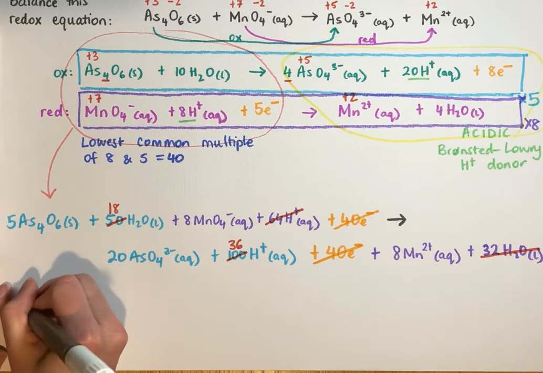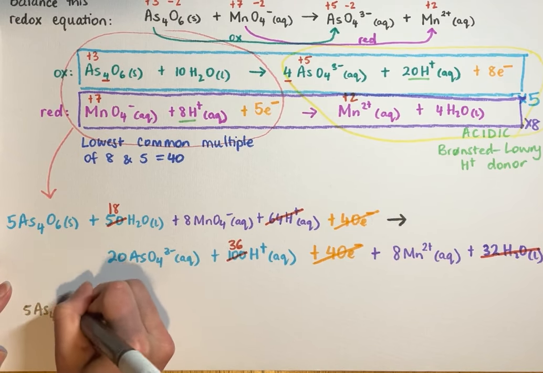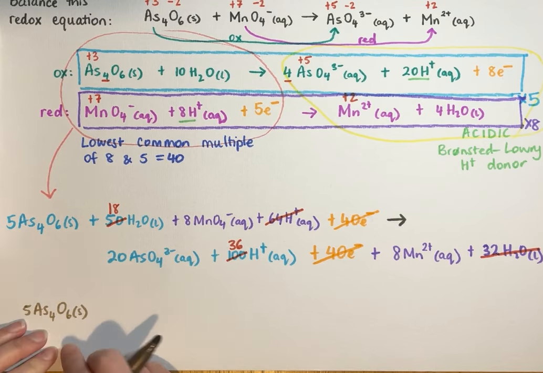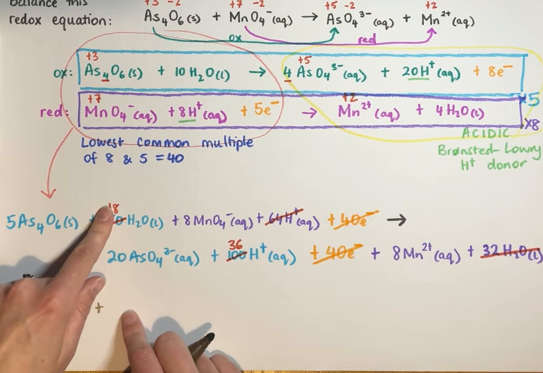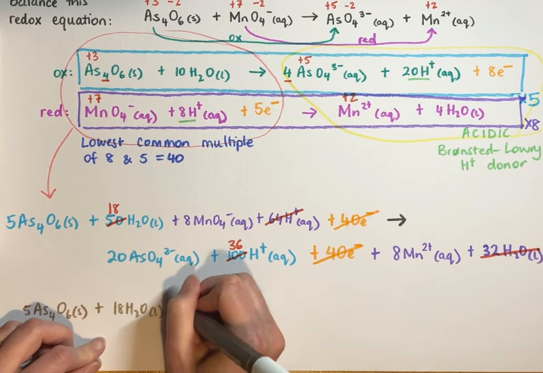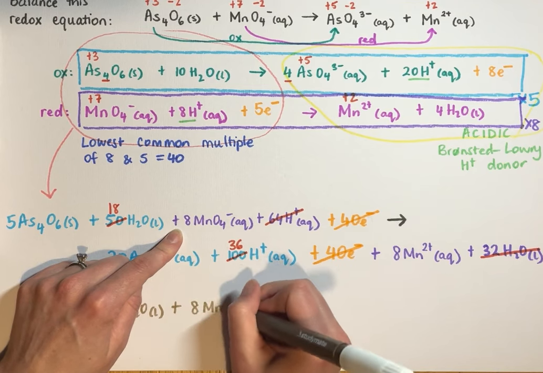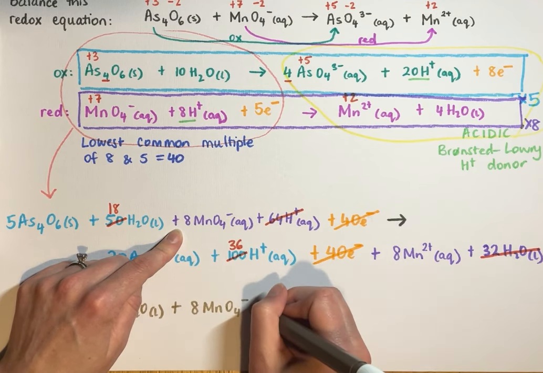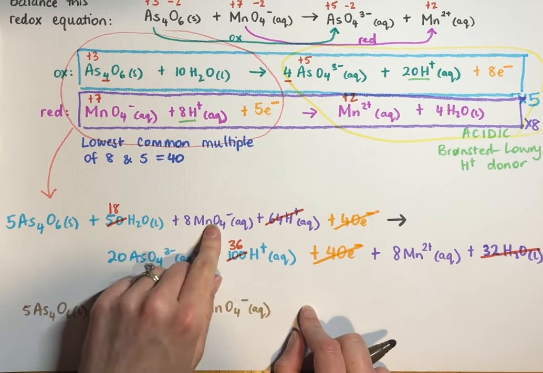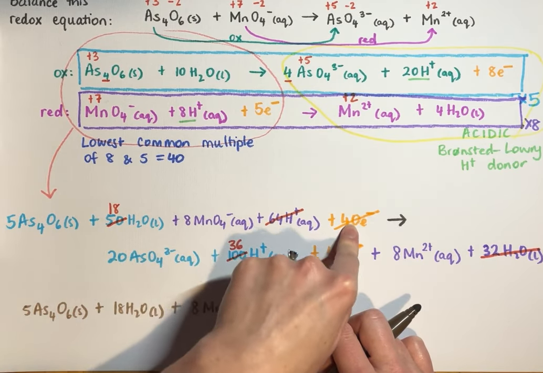So we get, yeah, it's unattractive. Okay, we've still got 5 arsenious oxide. We have now just 18 water. We have 8 manganate, often combined with things in 1-to-1 ratio of permanganate, like potassium or sodium permanganate. Don't need to write the hydrogen ions anymore. We've got rid of all 64 of them. Don't need to write the electrons.